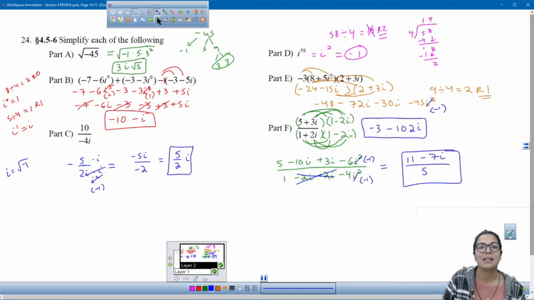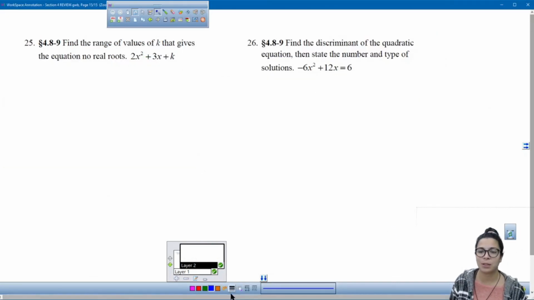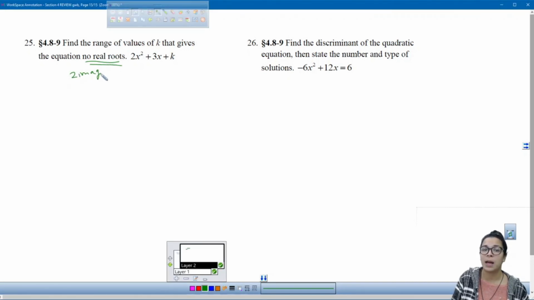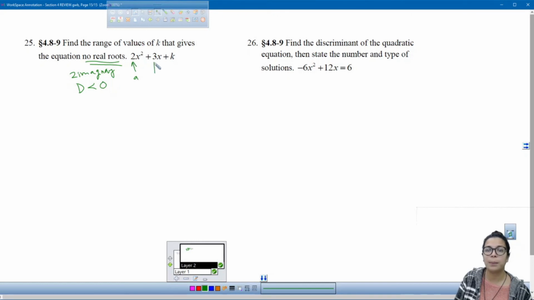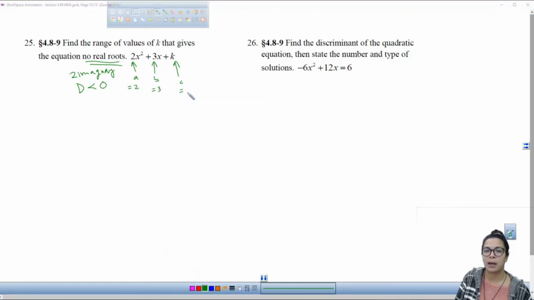All right, let's move on to the last 2 questions, 25 and 26. So on 25, we're finding the range of values of k that will give no real roots. Remember, no real roots means 2 imaginary roots. How do you have 2 imaginary roots? When the discriminant is less than 0. So we need the discriminant to be less than 0. Here are the values. A is 2, B is 3, and C is k.